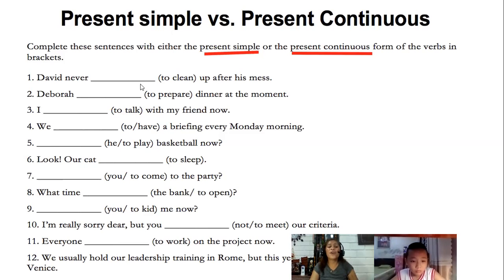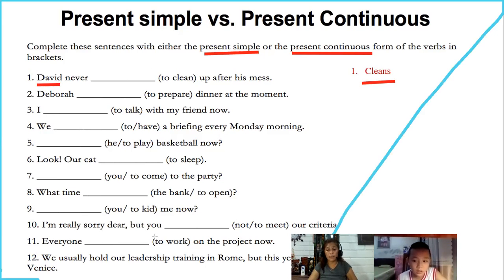Okay, now we have here number one. I will give you the example of number one. Okay, this is the answer. You will write your answer here. David never cleans. That's the answer, cleans. You will write it here. This is just an example for you to know. Why is it cleans, teacher, not clean? Because we are talking about David. David is only one. If the subject is only one, like David, we will put S on the verb. These are the verbs, Keo, the ones here.